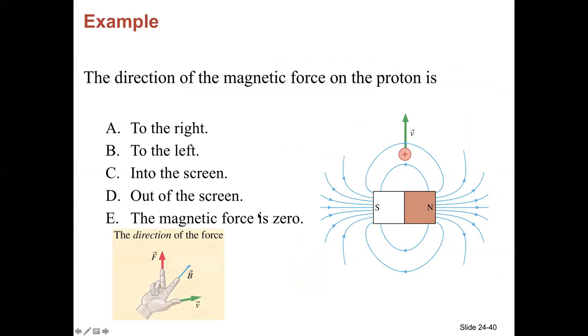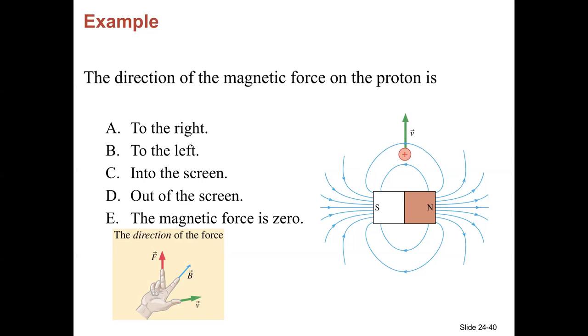For the right-hand rule to work, you have to have your velocity, your thumb, your index finger, and your force in this right angle configuration. So your middle finger is the force, index finger is the magnetic field, thumb is the velocity. But they have to be in this configuration where each of your fingers is at a right angle to each other.